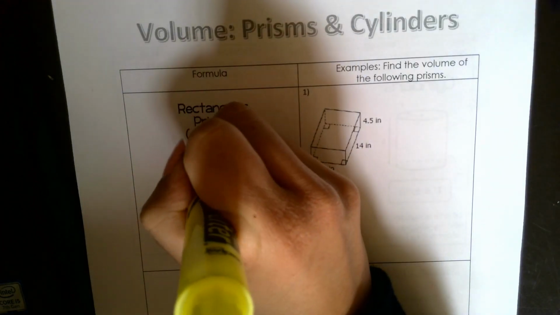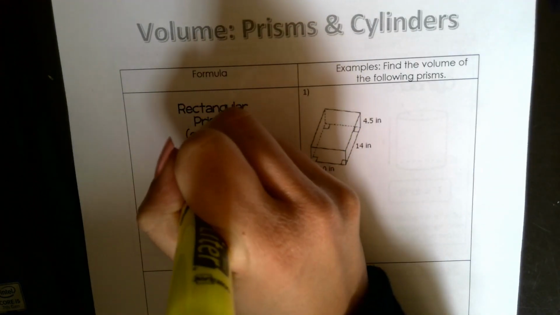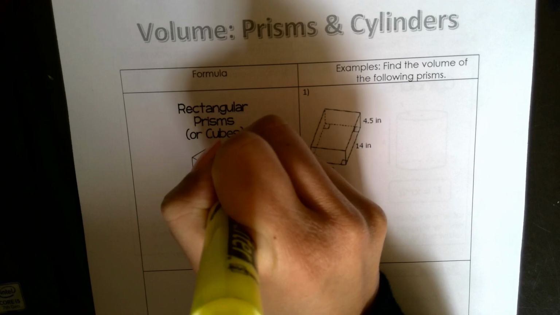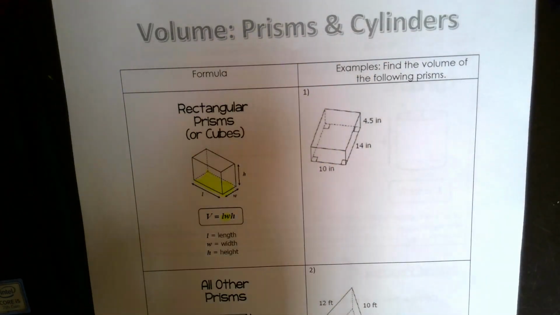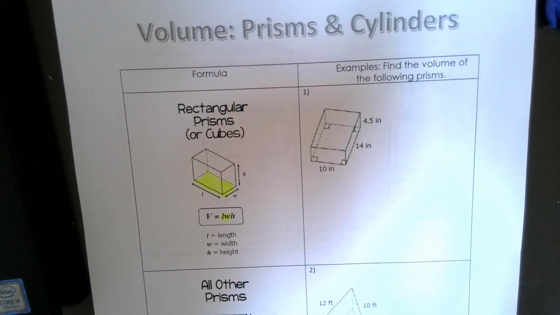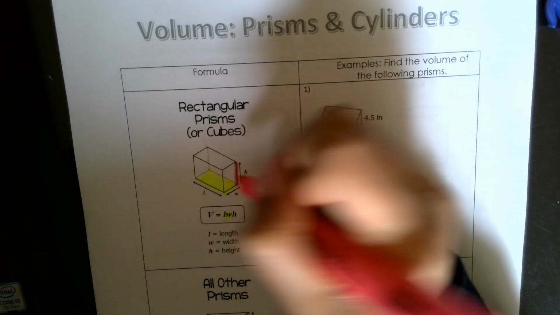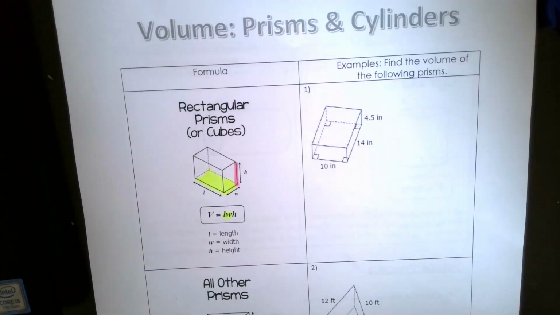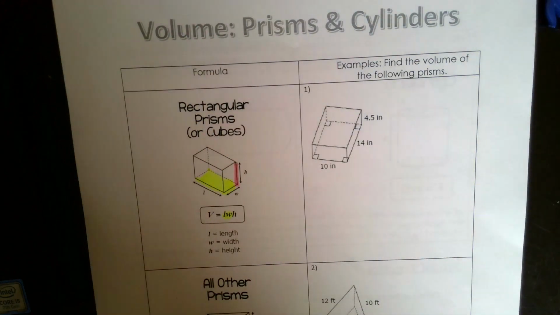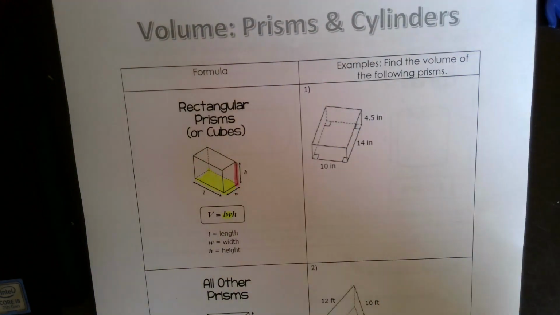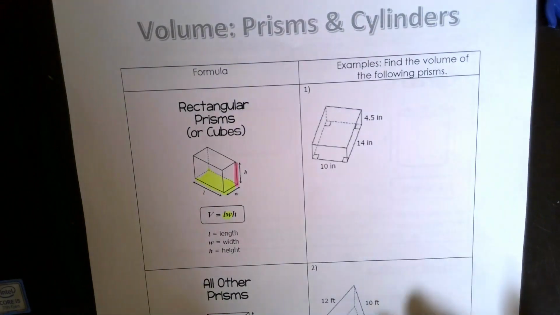So you're finding the area of the base, and then you're multiplying that by your height. That's basically what you're doing for prisms. And you're multiplying by the height because you're filling up that prism. So you need the area of it and the height. That's what makes it 3D.